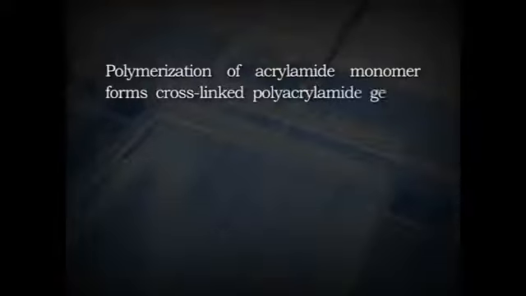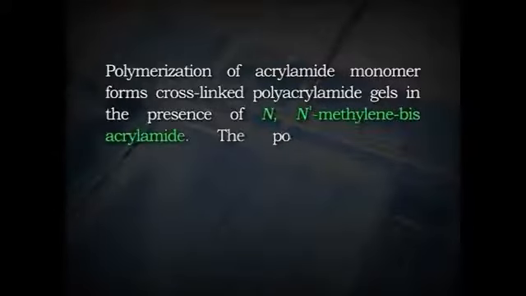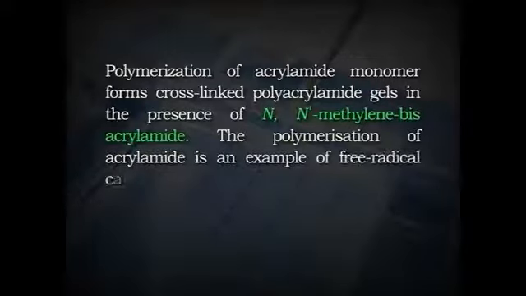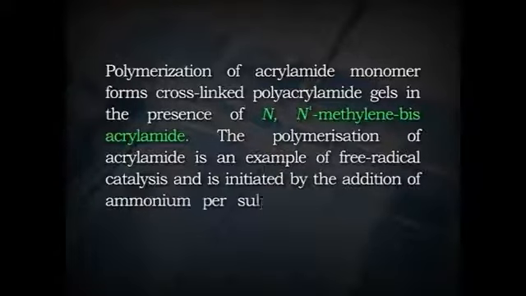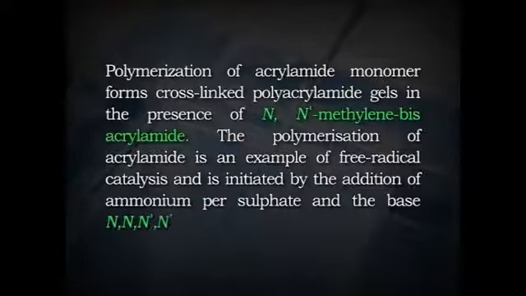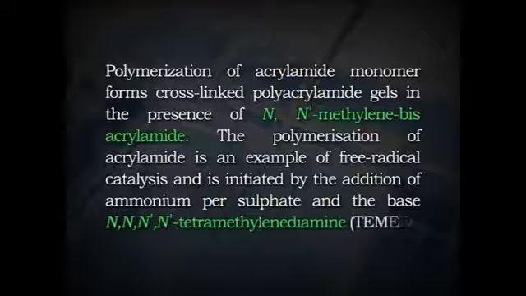It is mainly used for the separation of smaller size biomolecules like proteins and DNA of small size, to increase the resolution of separation. Polymerization of acrylamide monomer forms cross-linked polyacrylamide gels in the presence of N,N'-methylene bis-acrylamide. The polymerization of acrylamide is an example of free radical catalysis and is initiated by the addition of ammonium persulfate and the base N,N,N',N'-tetramethylethylenediamine, which we usually call TEMED.